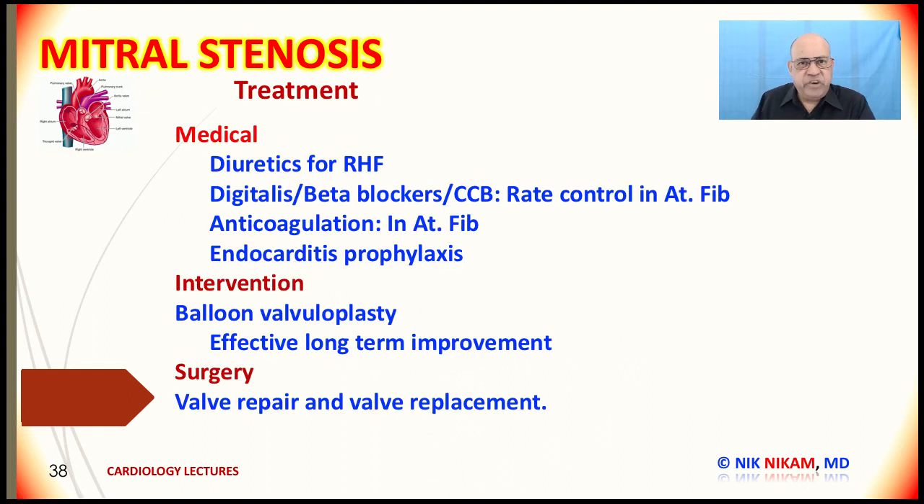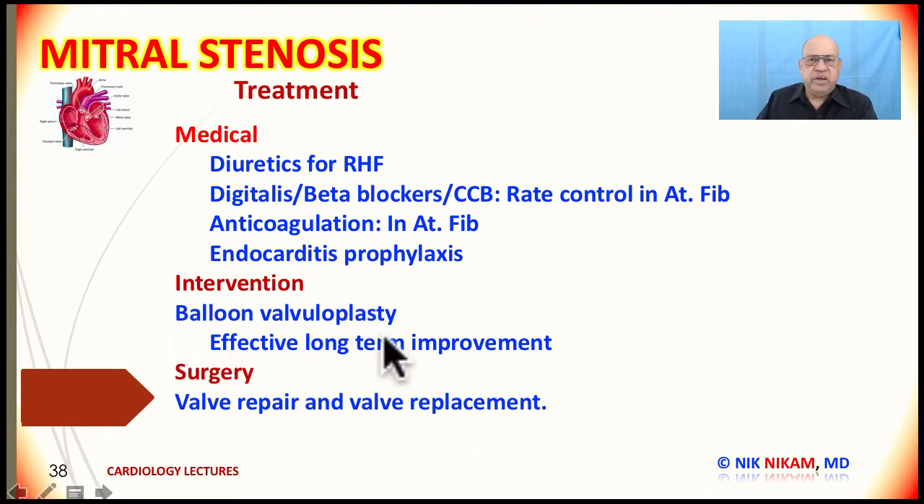The medical treatment for mitral stenosis, of course, includes reducing the pulmonary congestion by using diuretics, and we can also use digitalis and beta blockers to reduce the heart rate in patients with atrial fibrillation. Calcium channel blockers can also be used to control the rate in atrial fibrillation. Anticoagulation is an important element of treating patients with atrial fibrillation. Endocarditis prophylaxis is an important thing to keep in mind.